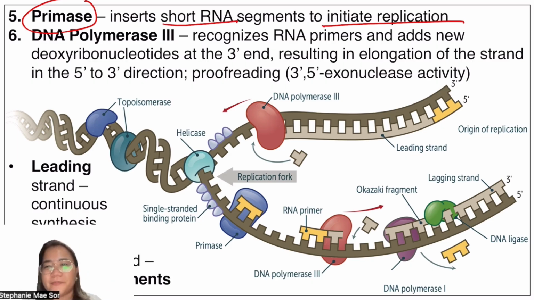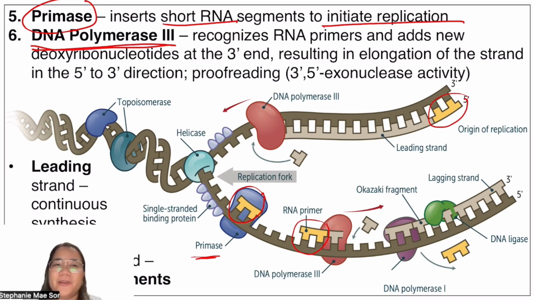Kasi yung enzyme needed for replication cannot add new bases without a primer. So una, your primase will add a primer, itong kulay yellow. For example here, the primer is added by a primase. So ito si primase, nag-add siya ng RNA primer here. So dito, may primase din na nag-add ng primer nito. Okay? So, pag may primer na, pwede nang mag-act ngayon yung main enzyme for DNA replication, which is DNA polymerase.